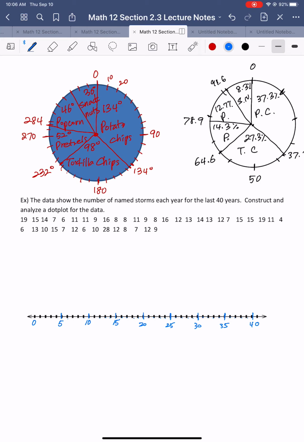So now what I hear, okay, so starting from the 19. So 19 is right here. So put the dots. Okay, that's what we call a dot plot. The dots: 19, 15, 14, 7, 6, 11, another 11. So put a dot stacked on each other, okay?